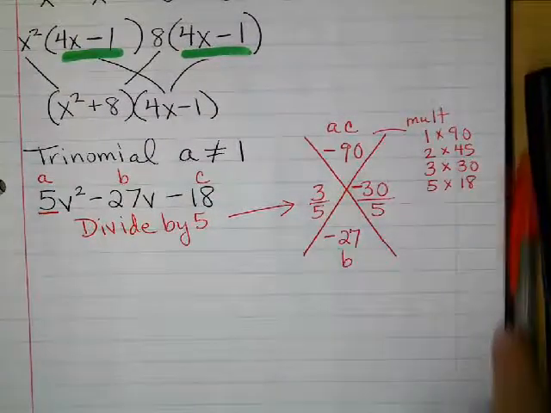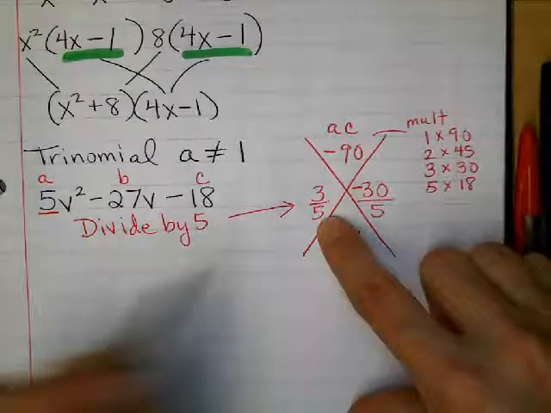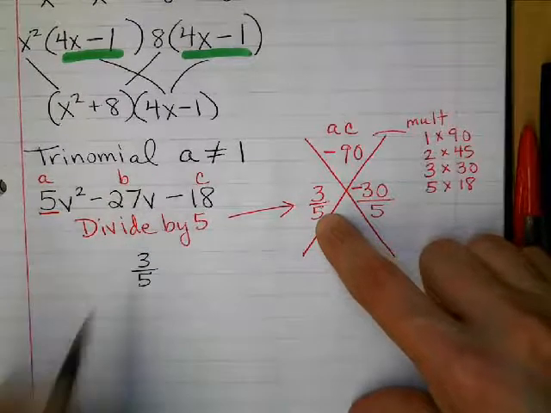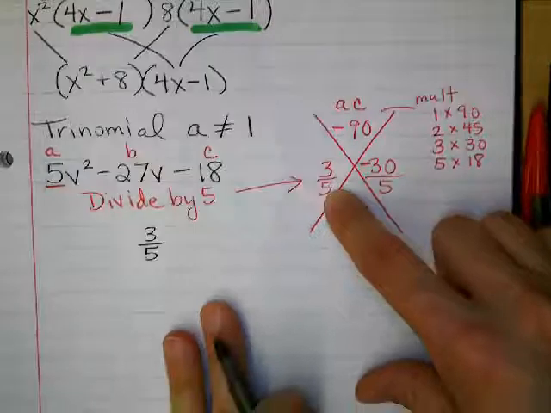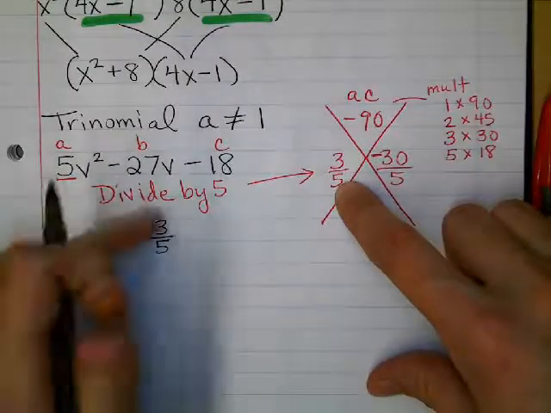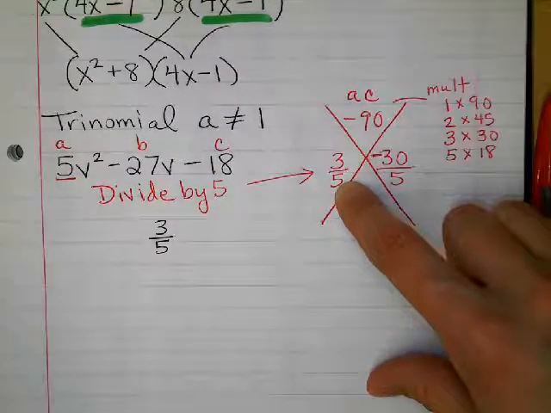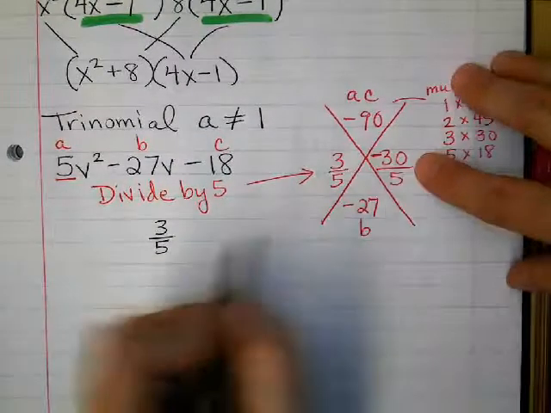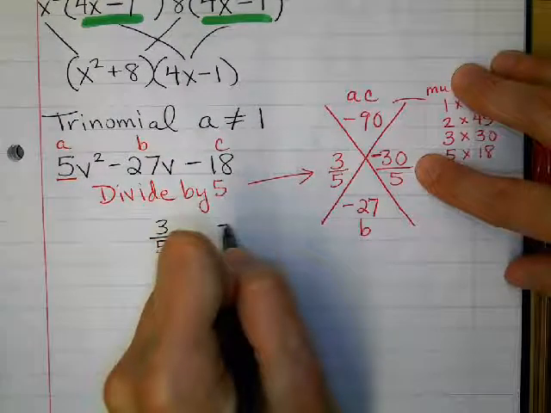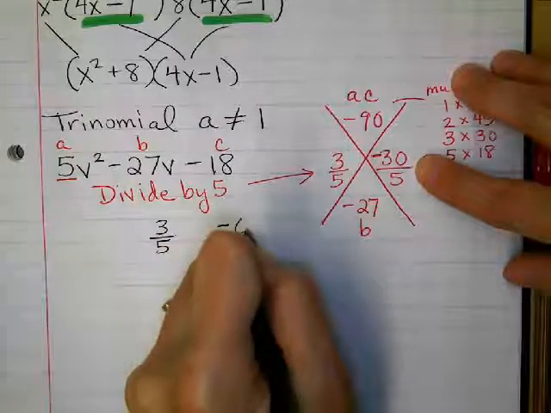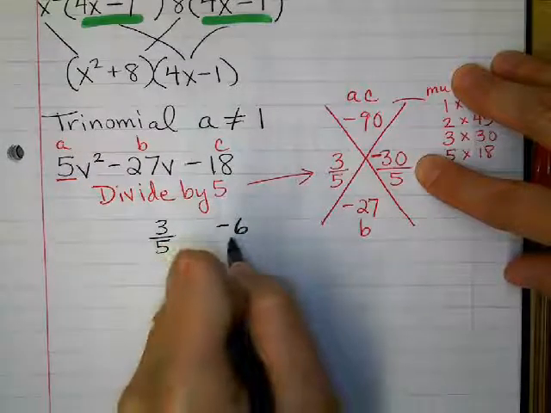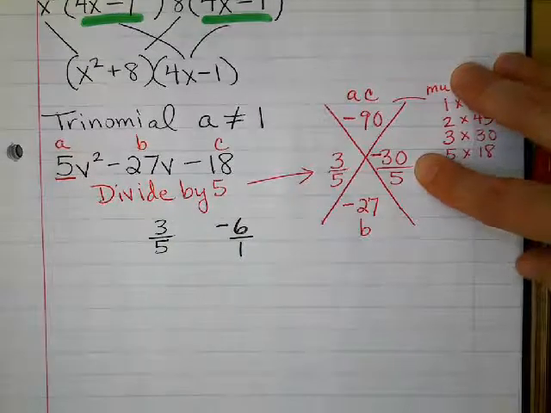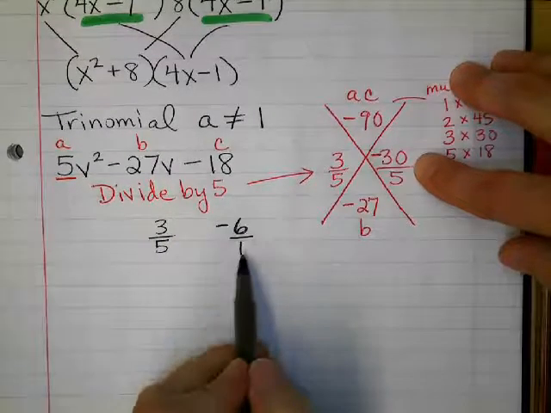So 3 divided by 5, that does not make a nice number. We don't want decimals, so you just leave it 3 over 5. It's 0.6, but we don't need decimals, just leave it 3 over 5. How about negative 30 divided by 5? Negative 6. And really, if you think of it, that's like negative 6 over 1.